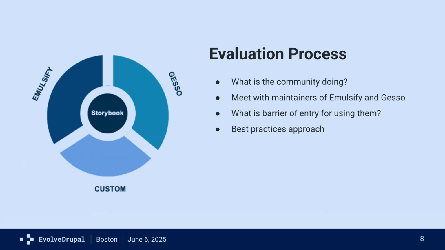So during that evaluation process, we said, well, what is the community doing? Because we saw Lullabot with a module that hooked into Storybook. We saw some other agencies using Emulsify and Gesso, which are from Four Kitchens and Forum One. And then we said, well, okay, we have this approach over here using Drupal, kind of pulling Storybook into it. We have this approach over here, which was Drupal talking to Storybook. But what was the barrier of entry for using these? And so after meeting with Four Kitchens, Forum One and Lullabot, we came to the approach that we wanted more of a best practices approach.